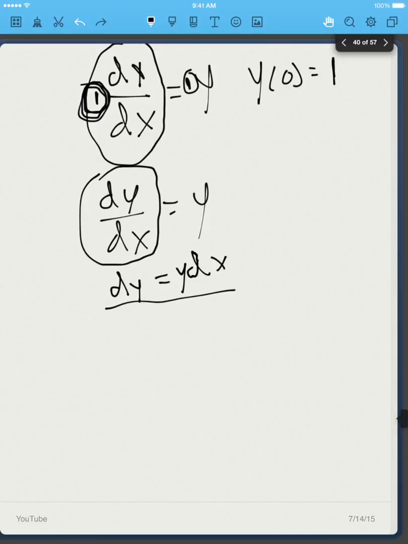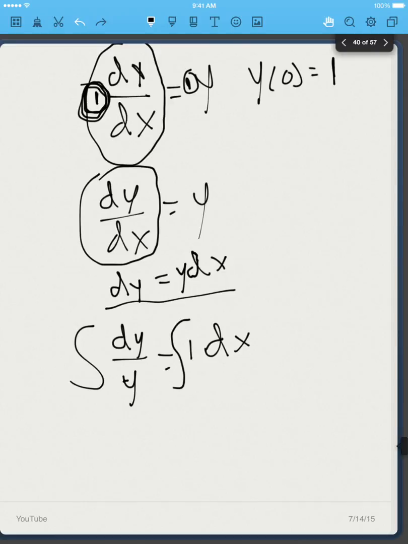So if I divide both sides by y, I get dy divided by y equals 1 dx. This is sort of the point of separation of the variables. The left side is dependent on dy and y, and the right-hand side is dependent on 1 and dx. So as a result, you can just integrate both sides.